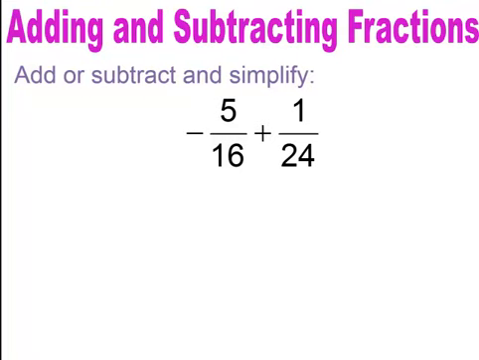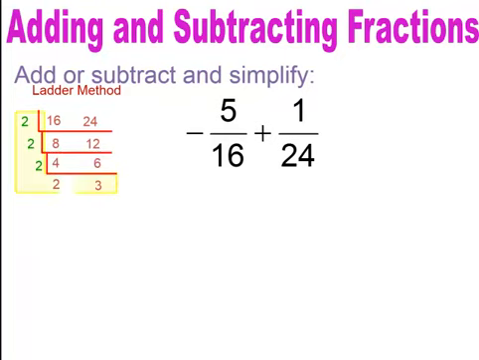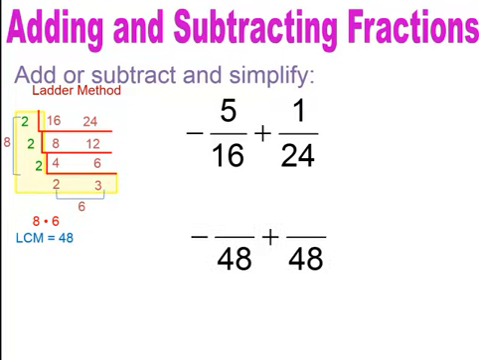Pause and try. So I'm using the ladder method. I'm finding the least common multiple. And in this case, when I found the least common multiple, I ended up with 8 times 6, which is 48. So now I have my common denominator.